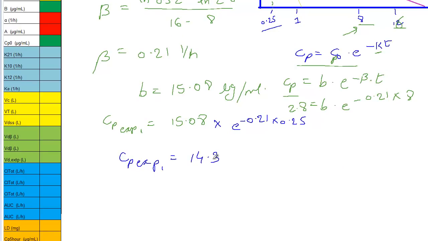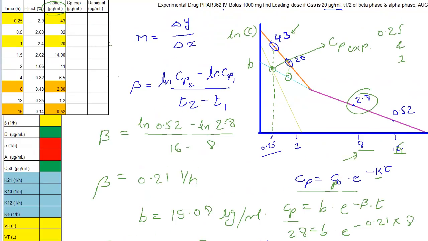If you solve for this one, you'll get a Cp extrapolated value of 14.3 at 0.25 hour. Similarly, for Cp extrapolated 2, that is the plasma concentration at 1 hour, let's do that. 15.08 times e to the power of minus 0.21 times 1 hour. If you solve for this one, you'll get a value of 12.22. And 14.3. Okay, if you subtract the extrapolated plasma concentration from the actual plasma concentration, we will get values of 28.7 and 7.78.